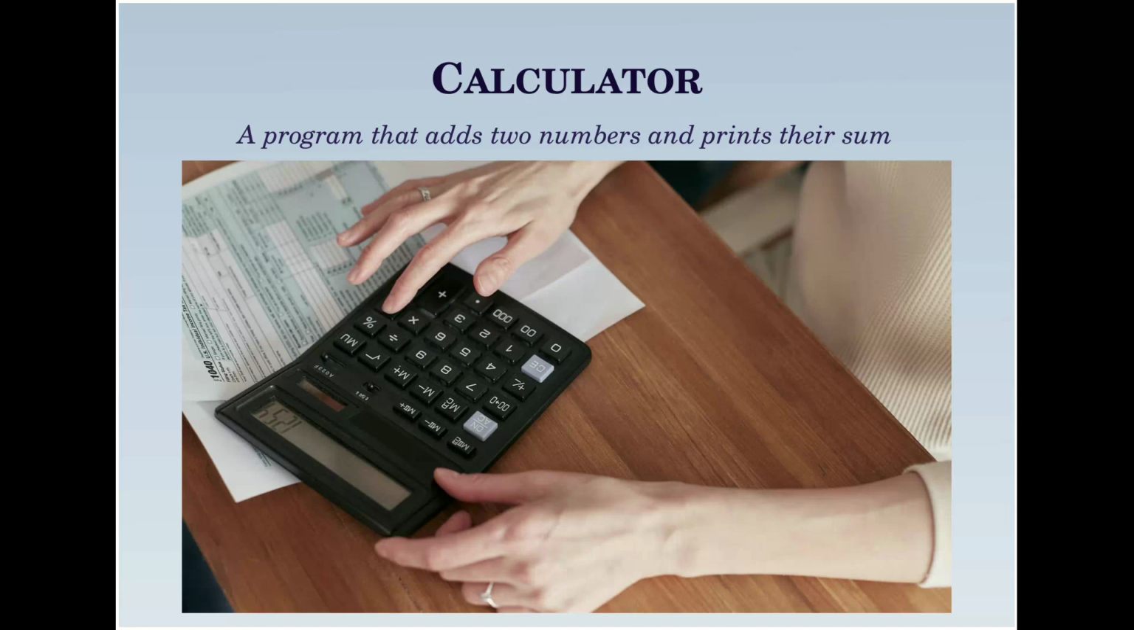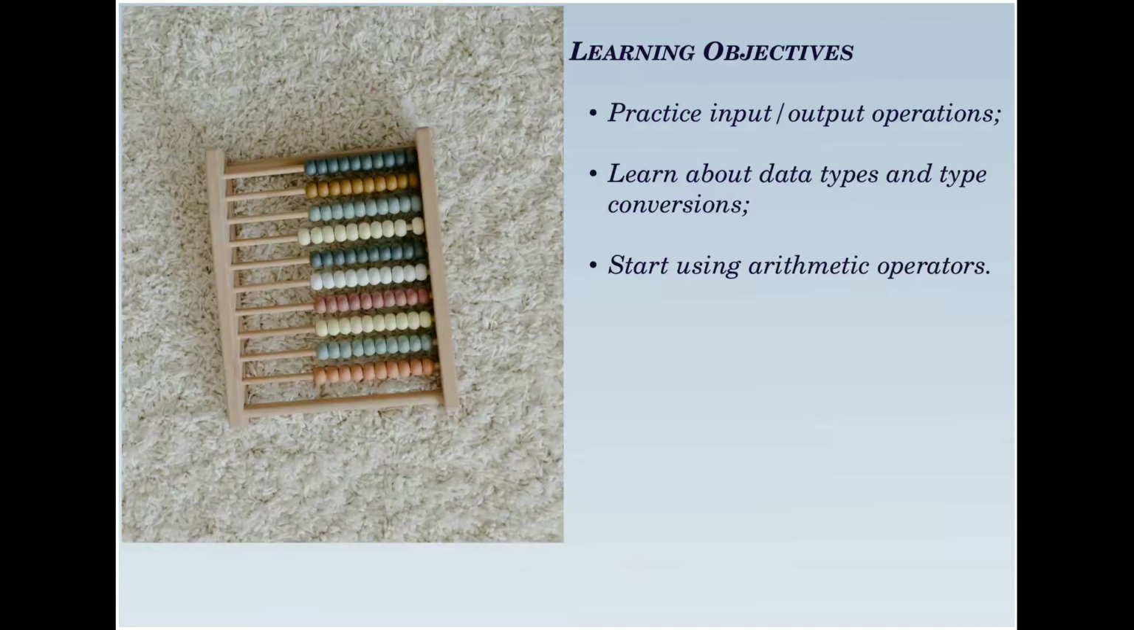This time I will be presenting a program that adds two numbers and prints their sum on the standard output. The learning objectives of this lesson are the following. We will practice input and output operations that we have learned in two previous lessons. We will also learn about data types and type conversions, especially about numeric types. And finally, we will start using arithmetic operators to manipulate numbers.